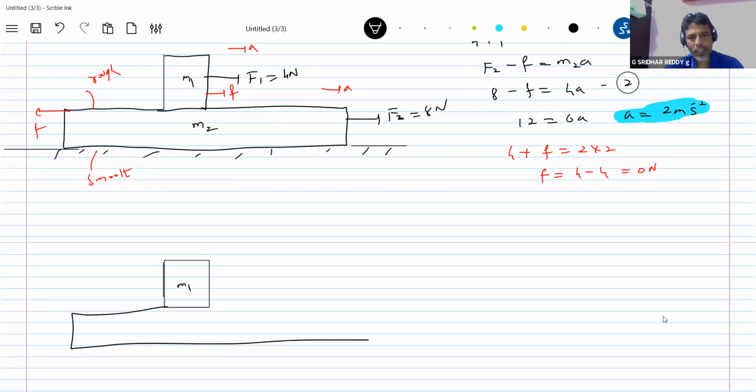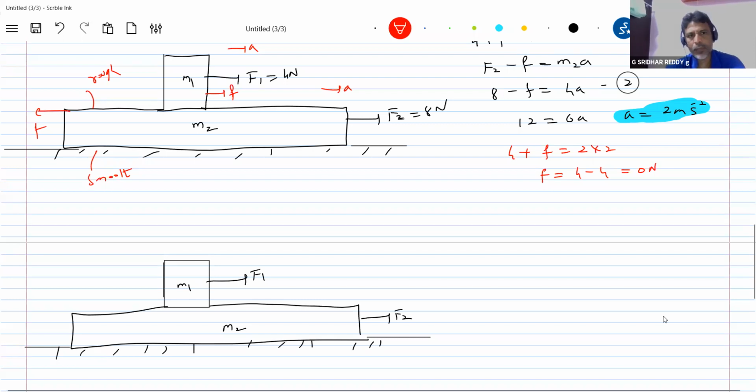If a student assumes like this, this is F2, the friction. If he assumes like this, let him assume like this. So this is the same problem. Let's analyze what actually is going on here.